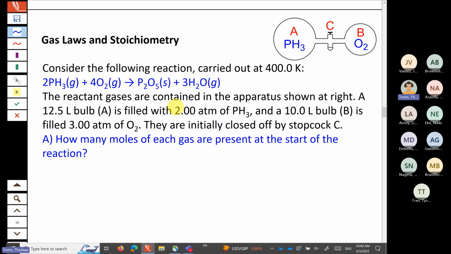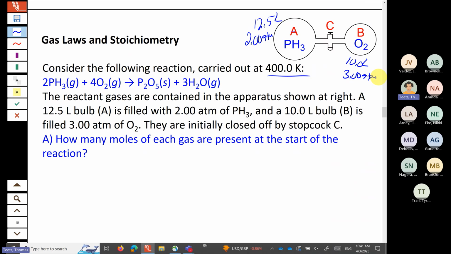There's a lot of questions we're going to ask about this, but let's just set up the problem first. The way that we can often do gas phase reactions is we have two separate bulbs, two separate containers of gas that are separated. Initially, PH3 is in flask A, O2 is in flask B, and we're giving you information about each of those. The temperature is 400 Kelvin for the whole thing. Flask A is 12.5 liters, and it's 2 atmospheres. Bulb B over here is 10.0 liters with a pressure of 3 atmospheres of gas inside. So initially, we just have the two gases separate like that.